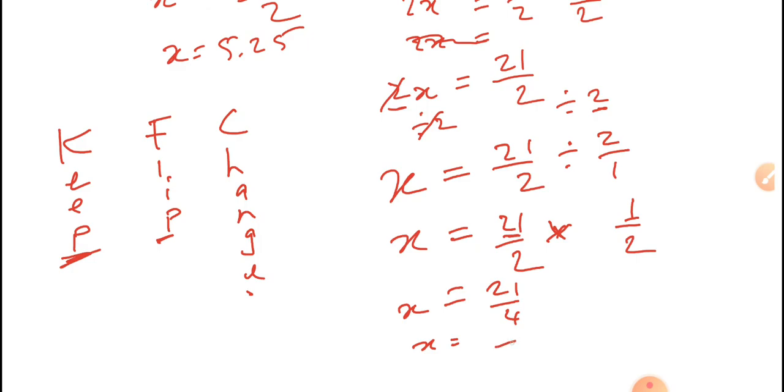Now how many times does 4 go into 21? 5 times. 5 times 4 is 20. The remainder is 1. So x is equal to 5 1/4, or 5.25. If you didn't understand any of that, you might have to go over it a bit more slowly. If you don't understand expanding, you have to watch a different playlist for expanding. If you don't know how to divide or multiply a fraction, you're going to have to watch a separate playlist for that.